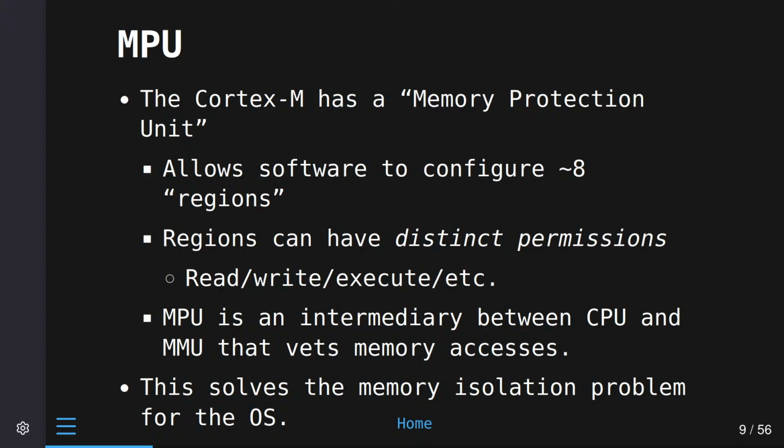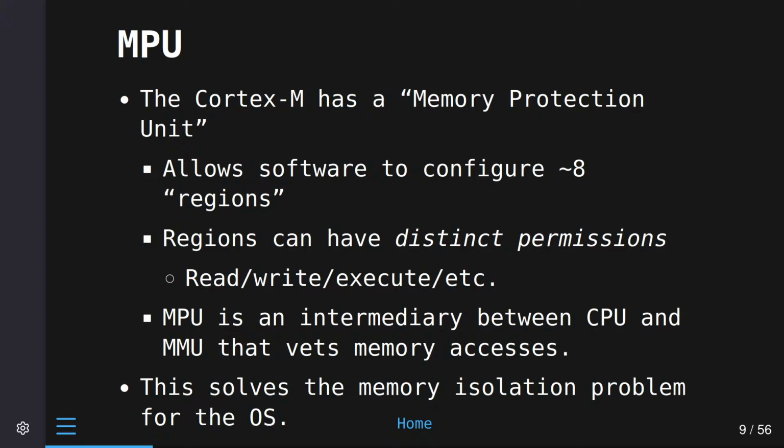And the place that makes the most sense to put this is in between the CPU and MMU. And so what happens when the CPU makes a memory request? It's going to make some read or write request. Instead of that request going directly to the MMU and the MMU instantly executing it and serving the bits back or caching the bits or whatever it's doing, the MPU will vet the request and verify that no writes are going to read-only memory and no reads are going to write-only memory and no executes are coming from non-executable memory and so on.